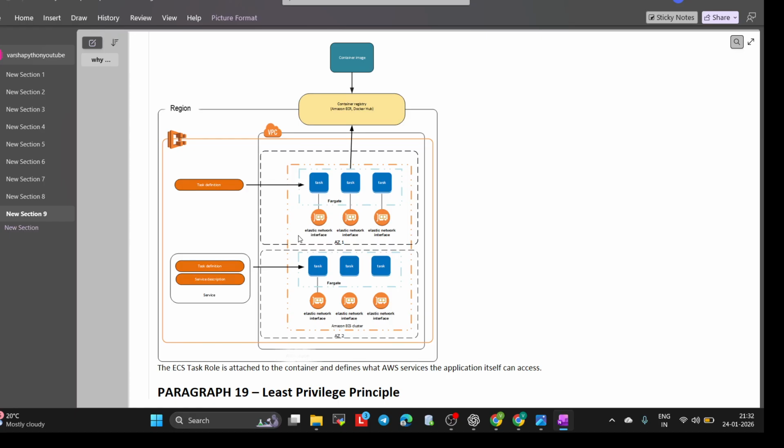So always follow the least privilege principle for the task role, and separate the task role and execution role in practice. Interviewers and security teams look for that.